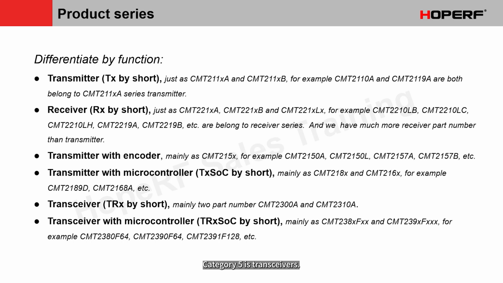Category 5 is transceivers. We abbreviate this as TRX products. There are two main product models. One is CMT2300A, and the other is CMT2310A.